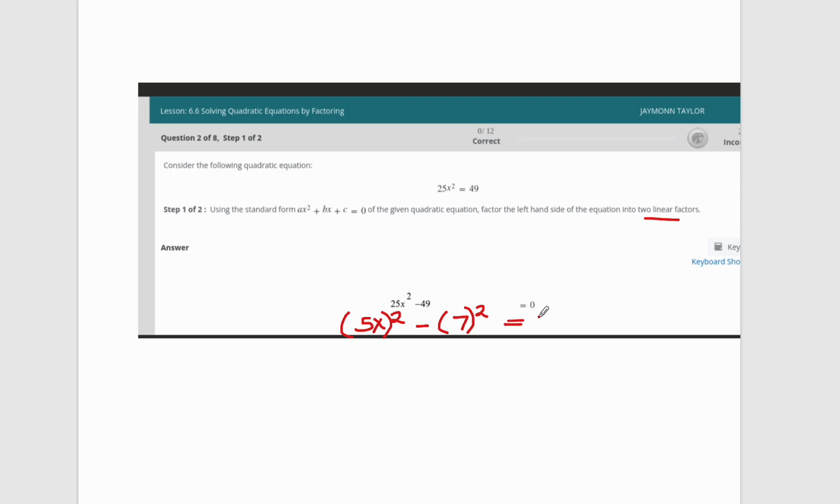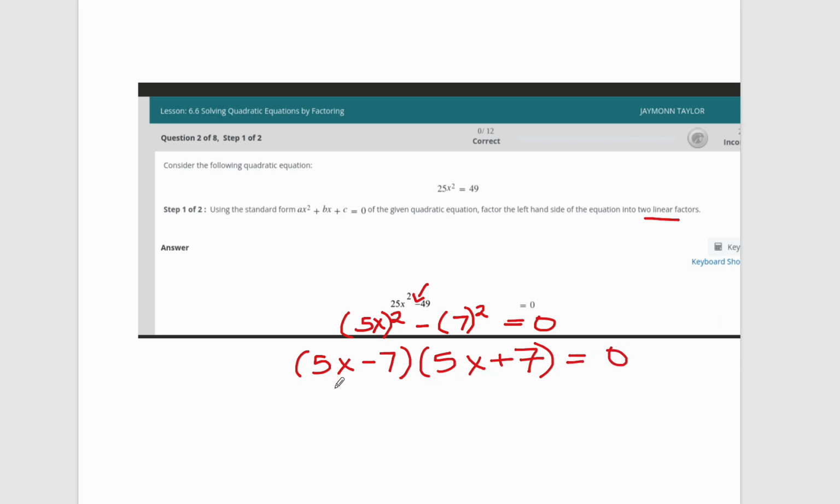So we have two perfect squares equals 0. And then what I can do here is say, all right, we have the quantity 5x minus 7 times the quantity 5x plus 7. And why do I do plus 7 and minus 7? Because I know that I have to come up with a negative 49. So negative 7 times positive 7 will give me negative 49. And then this is equal to 0.